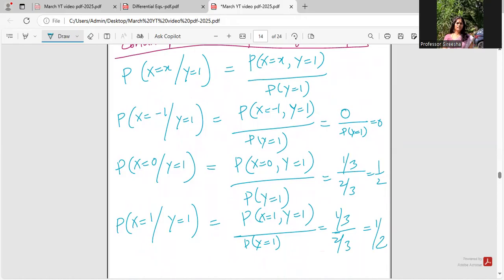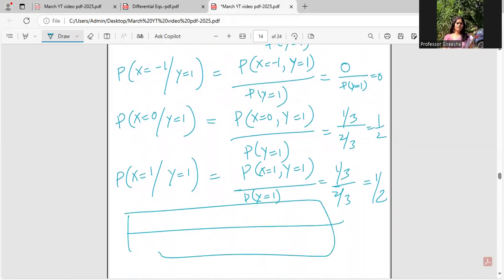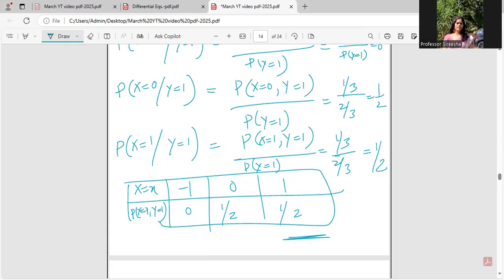So if you are asked to find this, I can again construct a table according to Gupta and Kapoor. For X equal to x, I can write P of X equal to x given Y equal to 1, with all the conditional probabilities I have calculated. This is the standard way of notating, and the examiner won't miss checking your answers and you won't be losing marks.